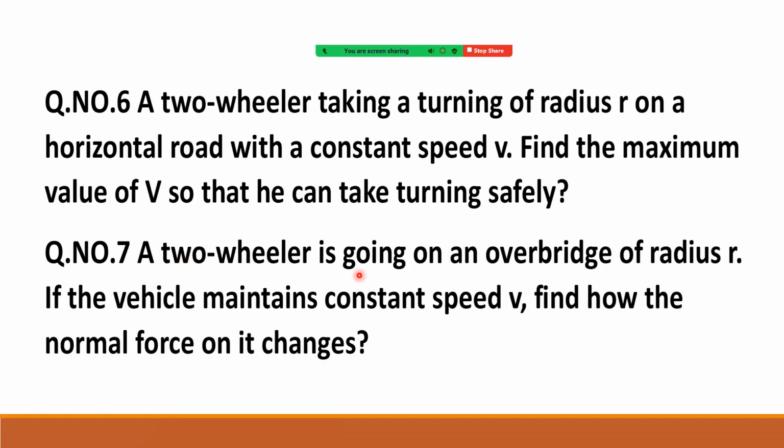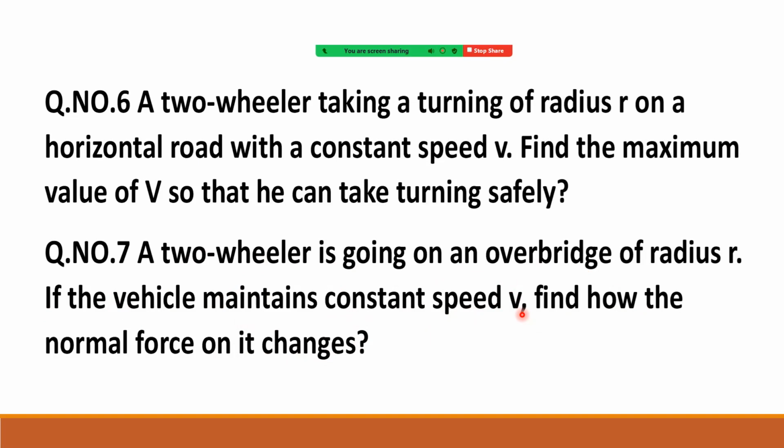A two-wheeler is going on an overbridge of radius r. If the vehicle maintains a constant speed v, find how the normal force on it changes. Given here, it maintains a constant speed. Speed constant means no tangential force, so net force is nothing but centripetal force.